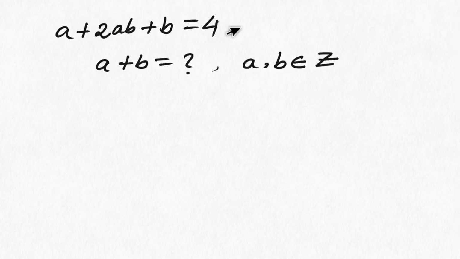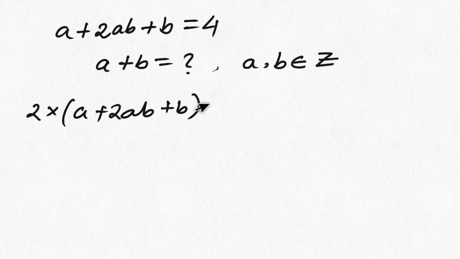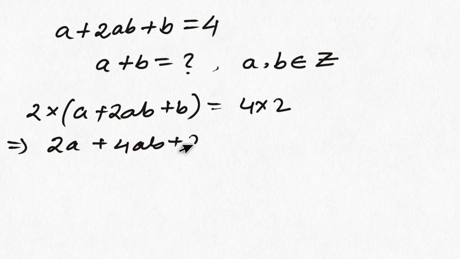Multiplying both sides of our entire equation by 2. So we write 2 times the quantity a plus 2ab plus b equals 4 times 2. Now let's distribute that 2 across the terms inside the parentheses. This gives us 2a plus 4ab plus 2b. On the right side of the equal sign, 4 times 2 gives us 8.